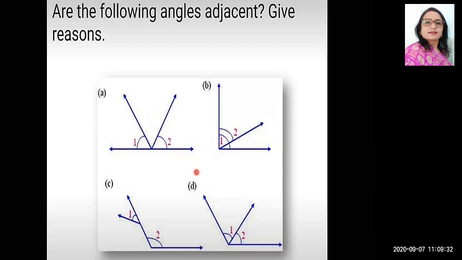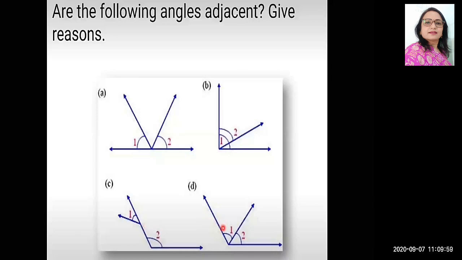Okay. See the third figure, C. Angle 1 and angle 2. Okay, very good students. Not adjacent angles. Why? कॉमन वर्टेक्स नहीं है इसमें. दोनों के वर्टेक्स डिफरेंट हैं. So these two angles are also not adjacent angles.